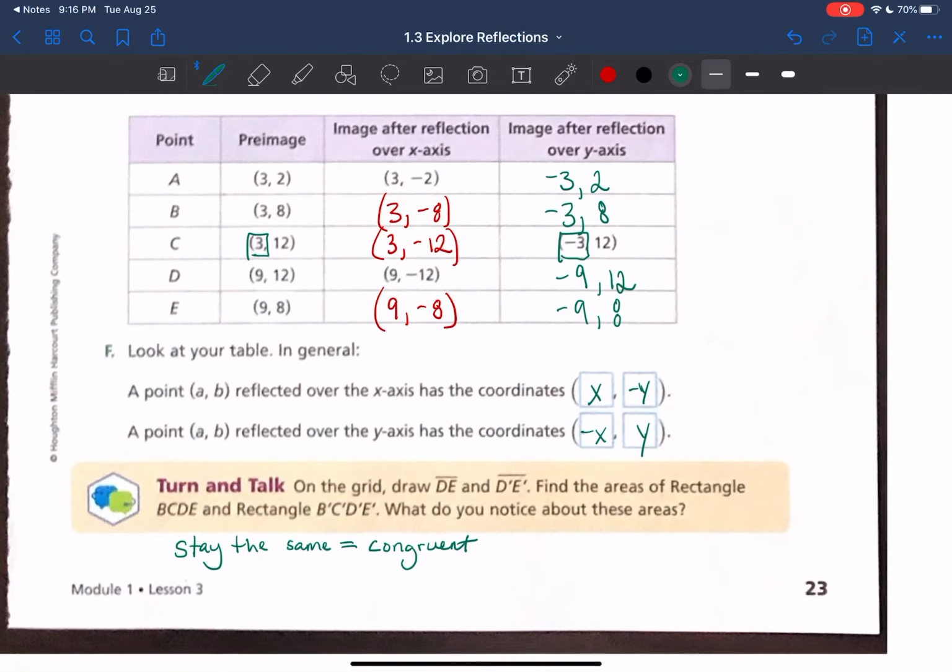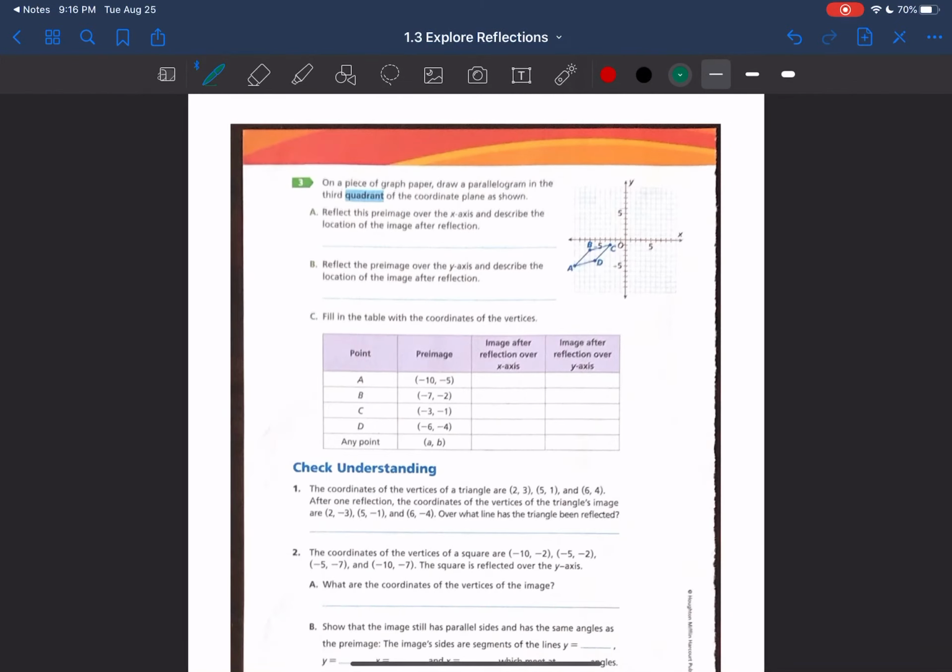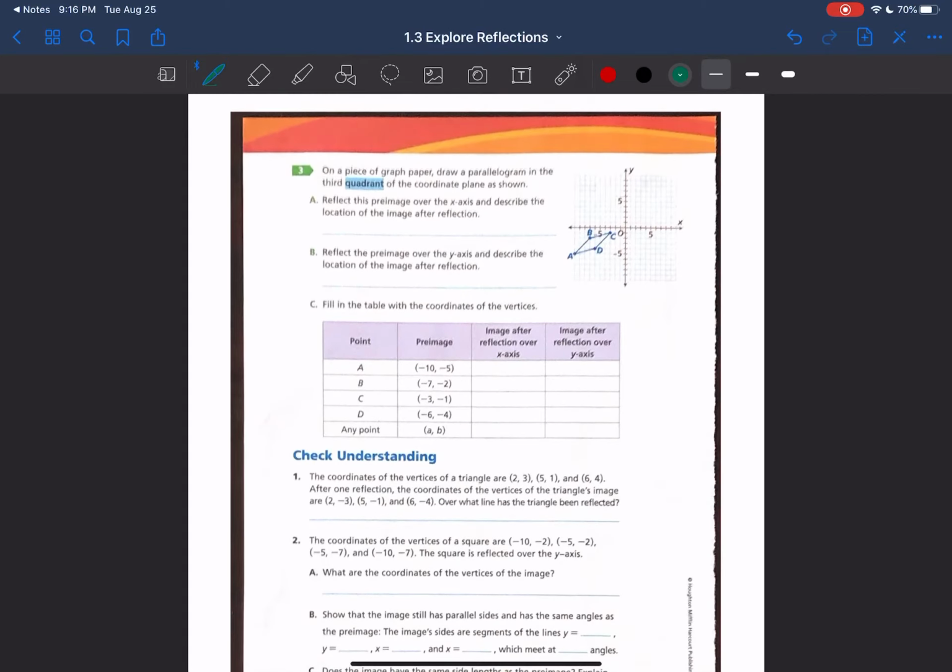Let's go ahead and look at our next example. This is on page 24. On a piece of graph paper, draw a parallelogram in the third quadrant of the coordinate plane as shown. So this is quadrant 3, where the parallelogram is drawn. We need to reflect the pre-image over the x-axis and describe the location of the image after the reflection. Our pre-image, they list out all of our points for us in part C.